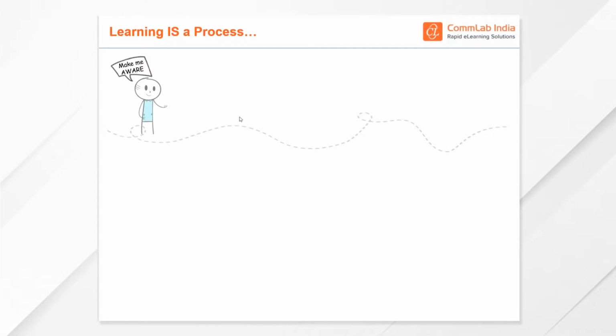So the process of learning starts with me as a learner being aware of the fact that I need to learn something or there's something new, then me being ready for it. So there is a state of readiness which the learner has to be in order to be able to assimilate or take in the new learning.